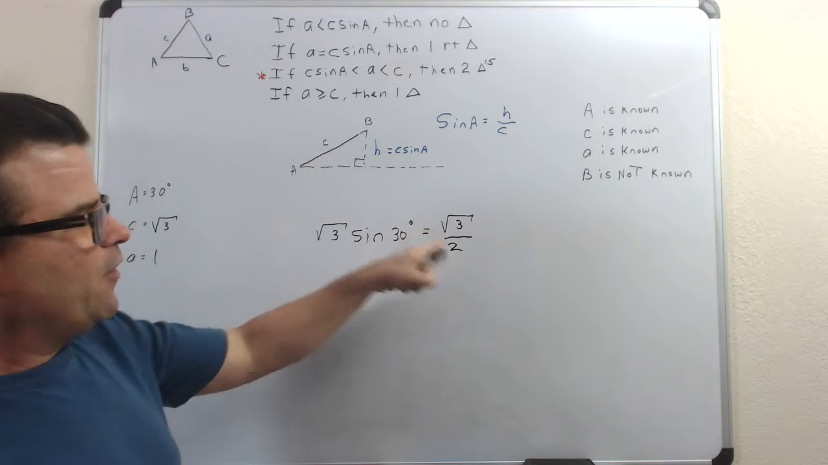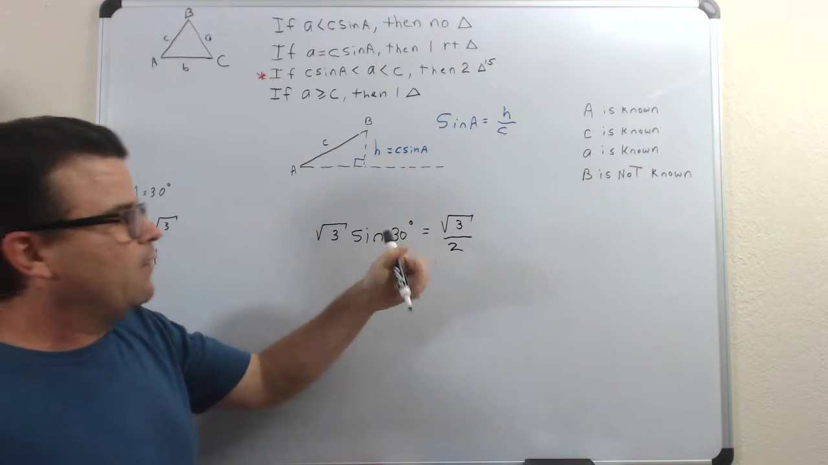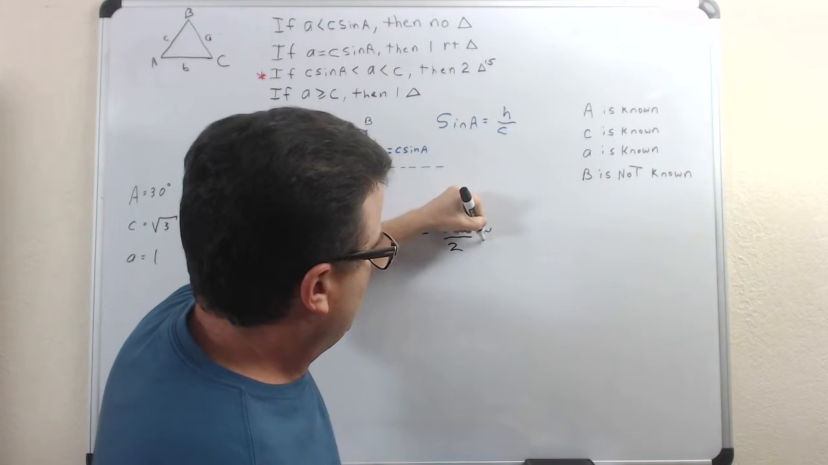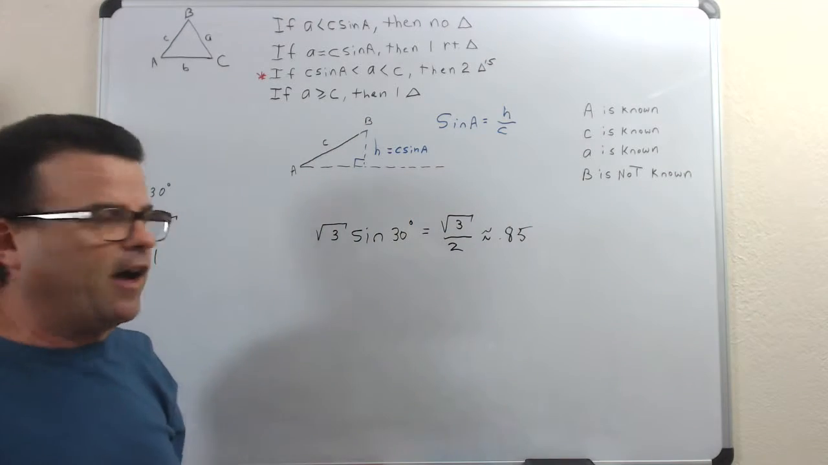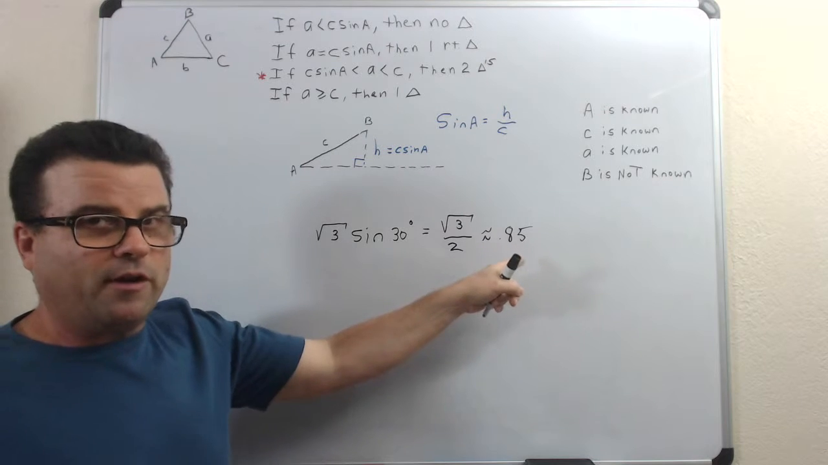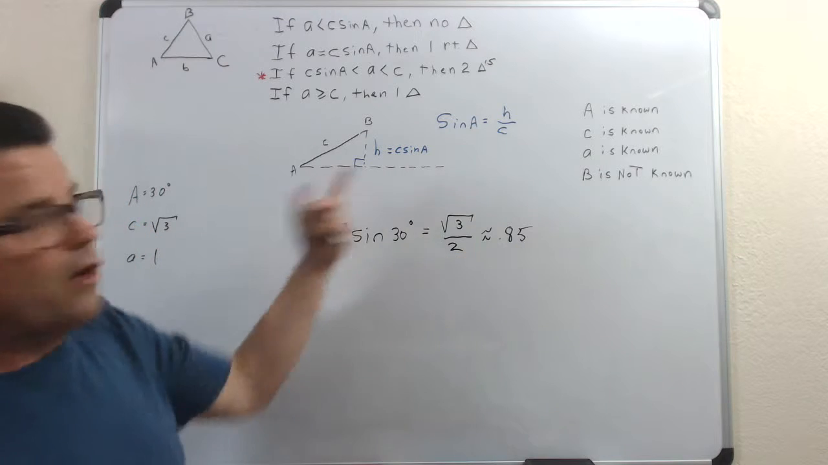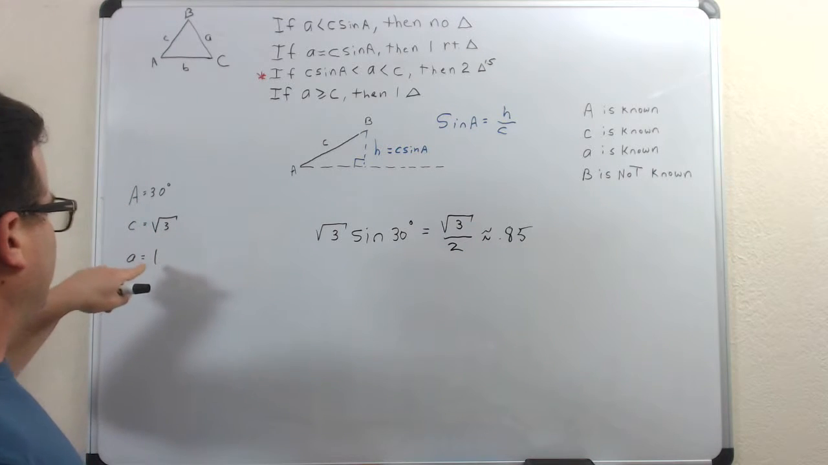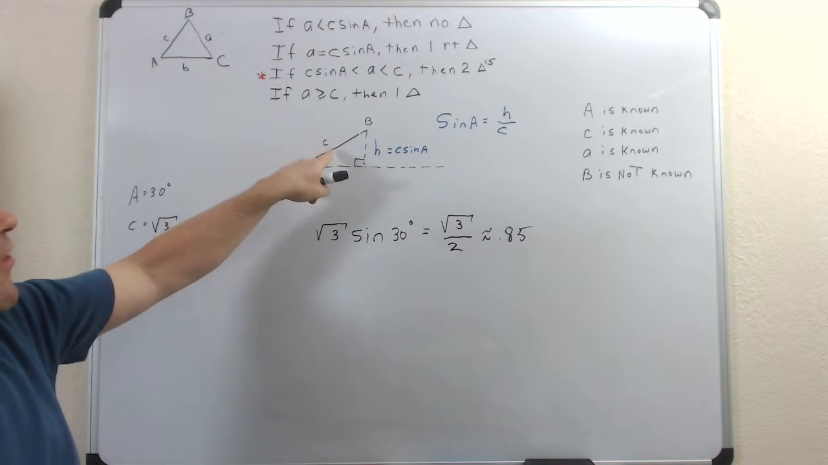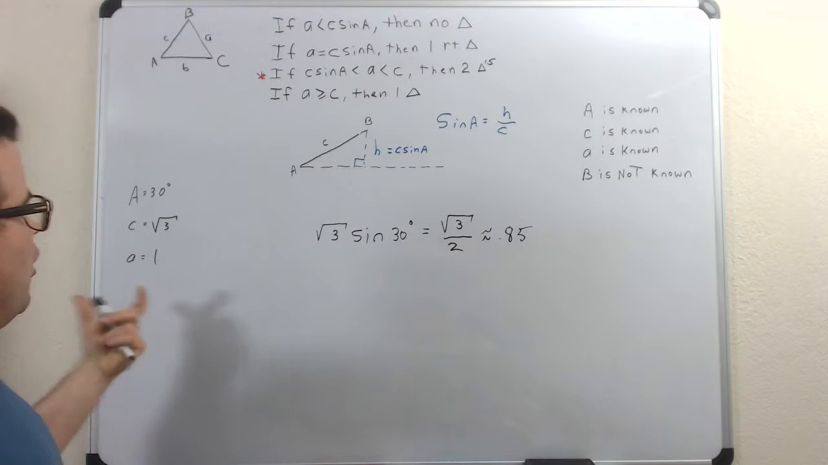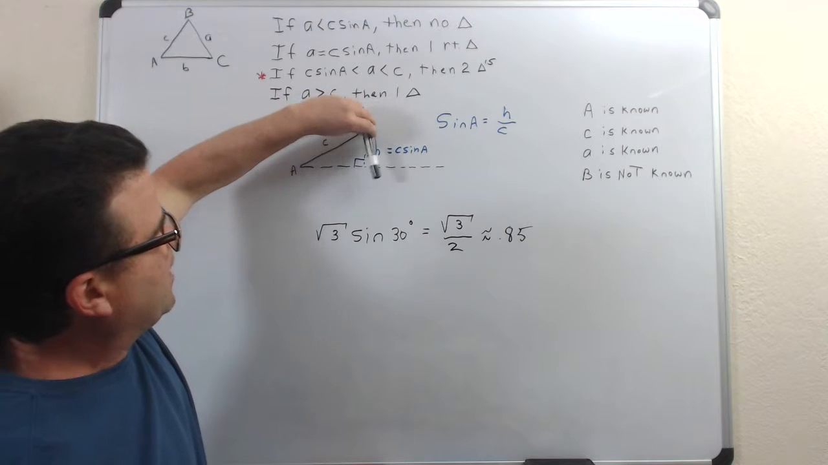So a would have to be at least this long, and square root of 3 is about 1.7. And 1.7 divided by 2 is about 0.85. Root 3 divided by 2 is approximately 0.85. a is longer than 0.85, so we know we have at least one triangle. And a, which is 1, c is the square root of 3. a is also less than the square root of 3. So we know that two triangles are possible, because of how I swung this up before.